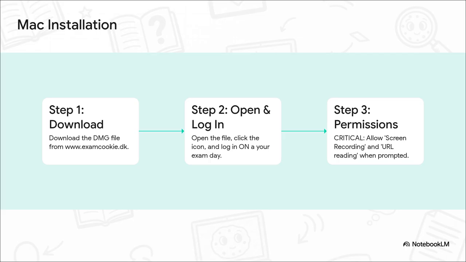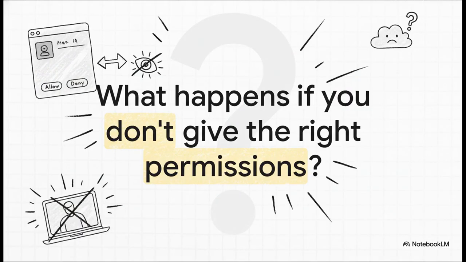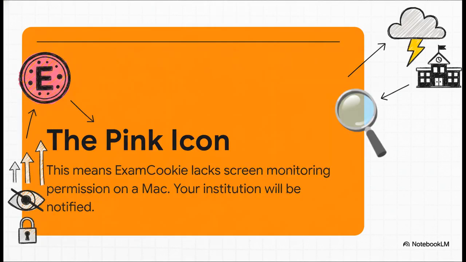But here's the part you have to pay attention to. Your Mac is going to ask for permissions. You must, I repeat, must allow screen recording and URL reading. If you don't, the software just won't work, and that's a headache you do not want. And that, of course, leads to the big question, right? What happens if you accidentally click deny or you miss that little pop-up window? Well, this is what happens.